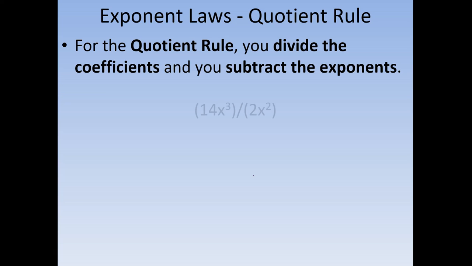So we start with our expression here. We take all the coefficients and move them to one side, so we have 14 divided by 2. And then the variable terms, the bases, are going to go to a different side and we're going to subtract them: 3 minus 2, because the 3 is in the numerator and the 2 is in the denominator. And we end up getting 7x to the first.